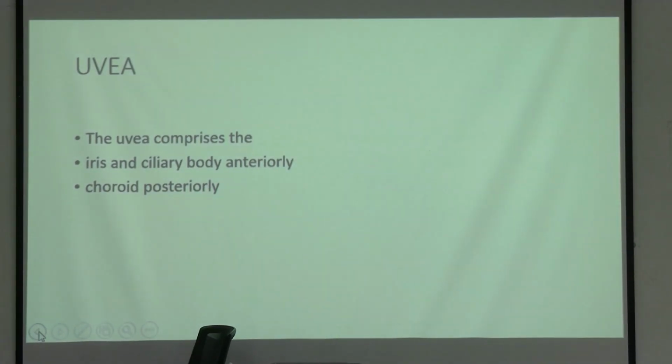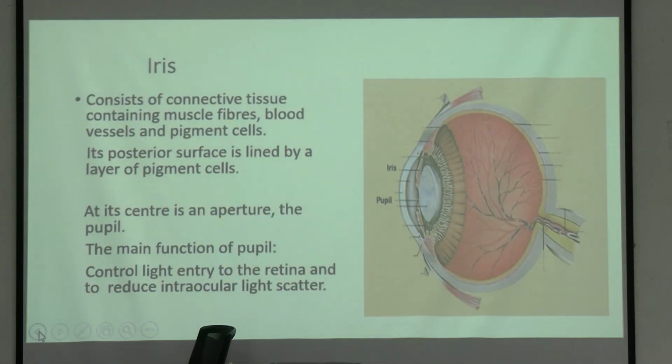Next layer is the uveal tract or the vascular layer. That we can see it here, the next layer. Though this picture is not very good, okay, because we cannot differentiate the retina and the choroid.